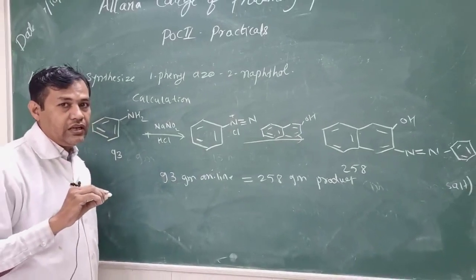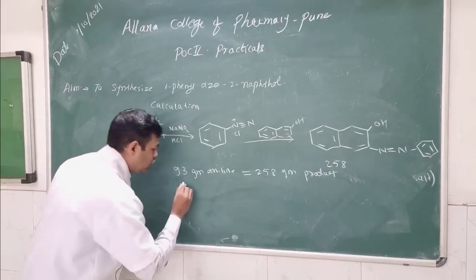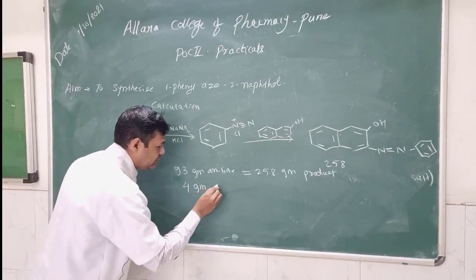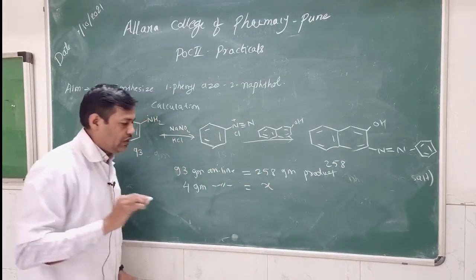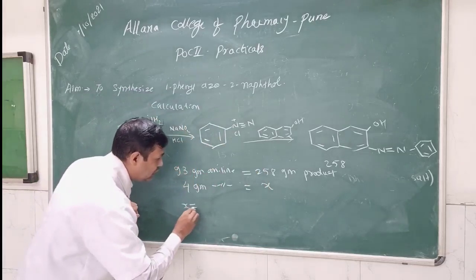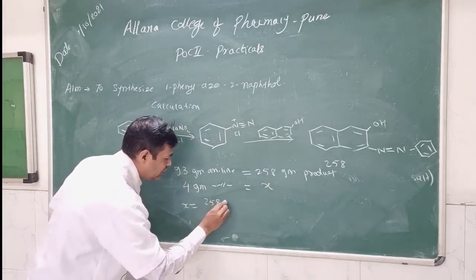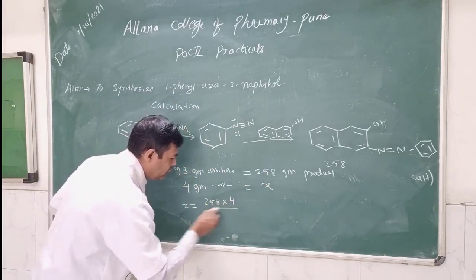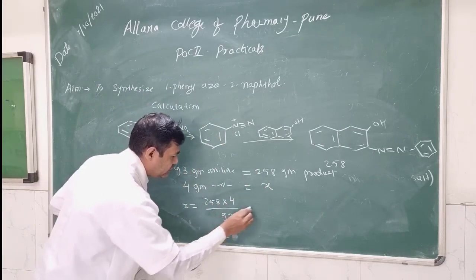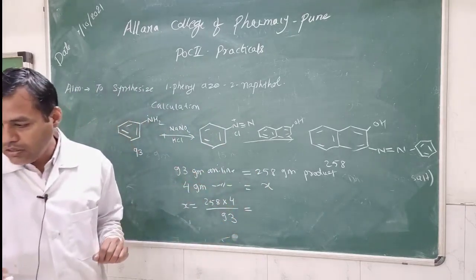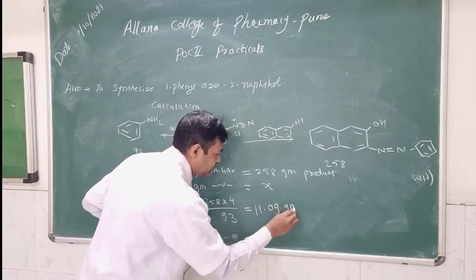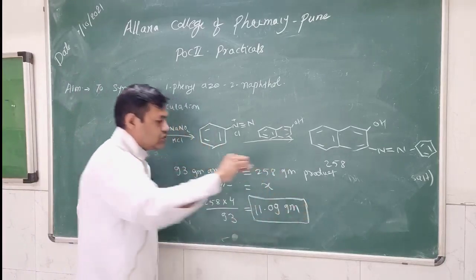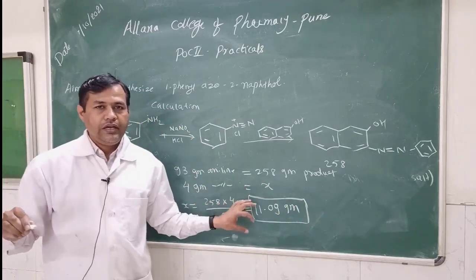not taken 93 gram of the aniline. Instead, we have taken 4 gram aniline. So 4 gram will give X of the product. So find out the value of X is equal to 258 into 4 divided by 93. That is coming nearly to 11.09 gram. So this is our theoretical yield.